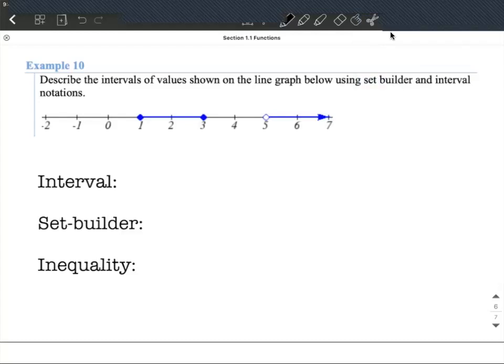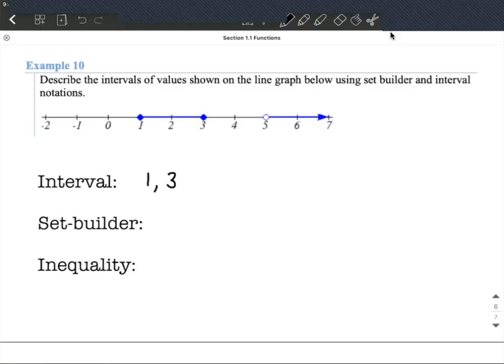Okay, we're given a graph of a solution set, and we want to rewrite this in interval notation, inequality notation, and set builder notation. So as we look through this, it looks like we have one interval going in between 1 and 3. So these are going to be the endpoints for our interval, 1 and 3. The next determination we need to make is, should we include 1 and should we include 3?